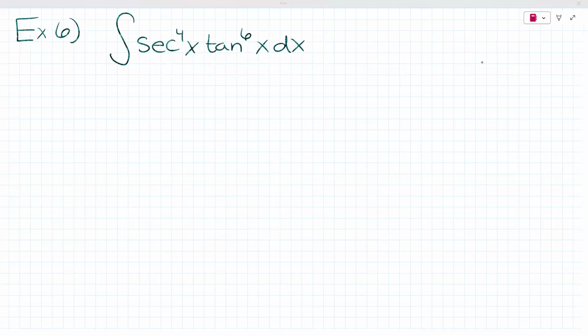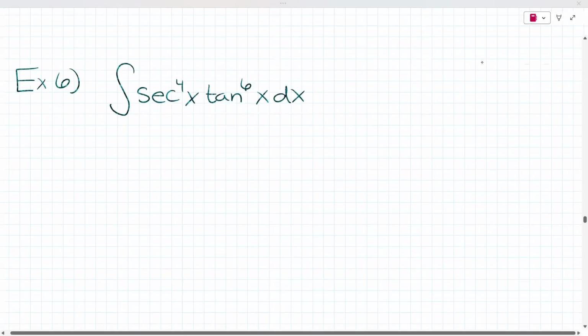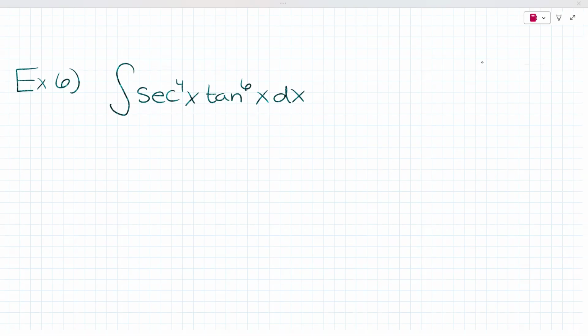Hello, this is part two of advanced trigonometric integration. So we're going to just continue off from example 6. So we have the integral of secant fourth x times tan 6x dx.